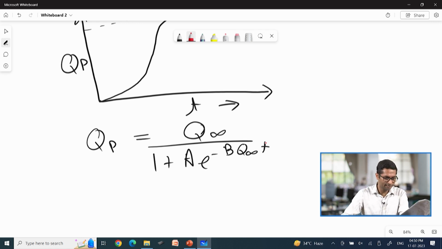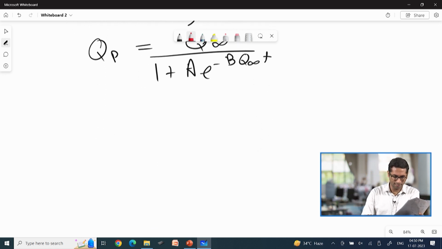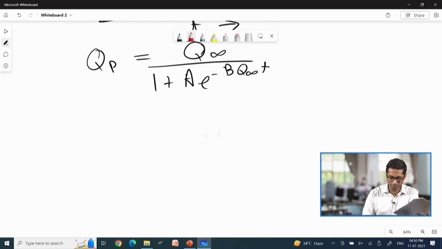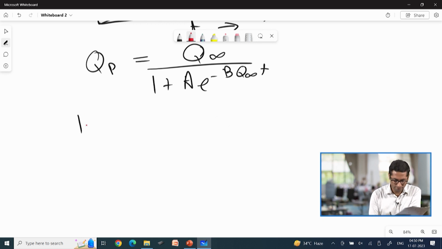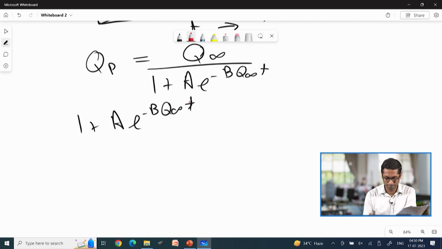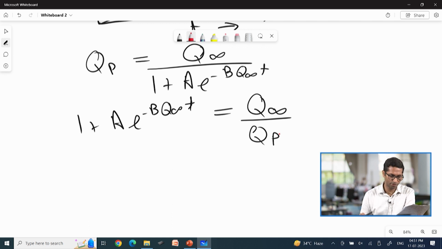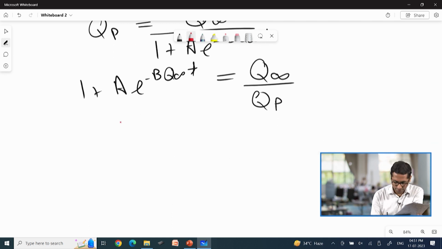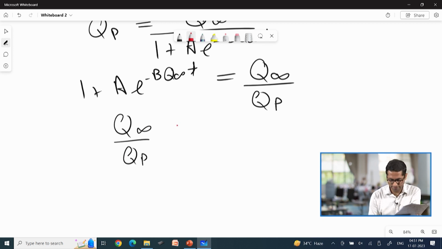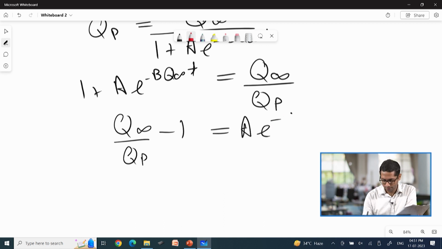And for the numbers A and B, let me try to help you out in this respect. We can rearrange the terms in this equation: 1 plus A e raised to power minus B Q infinity T is equal to Q infinity by Q production. I can further rearrange the terms, taking Q infinity by Q production on the left hand side minus 1, and this would be equal to A e raised to power minus B Q infinity T.